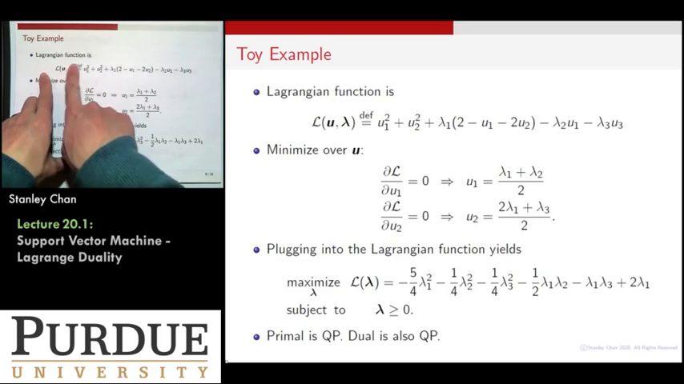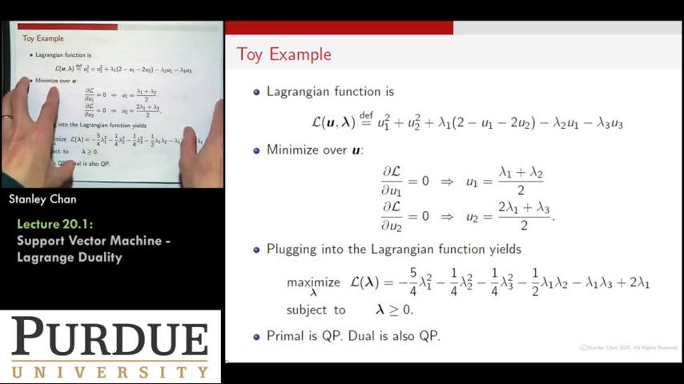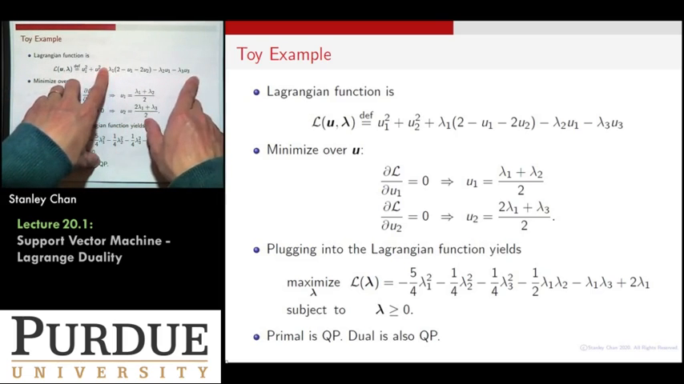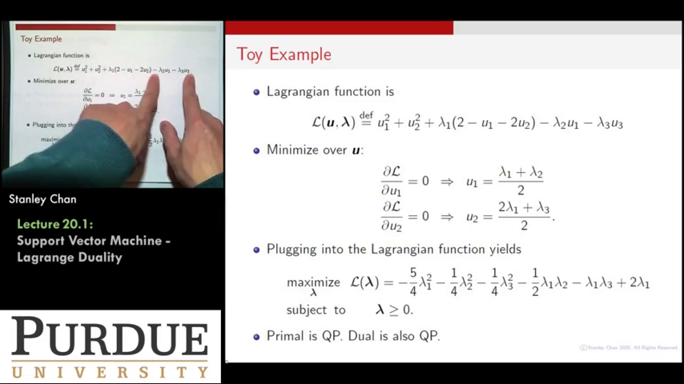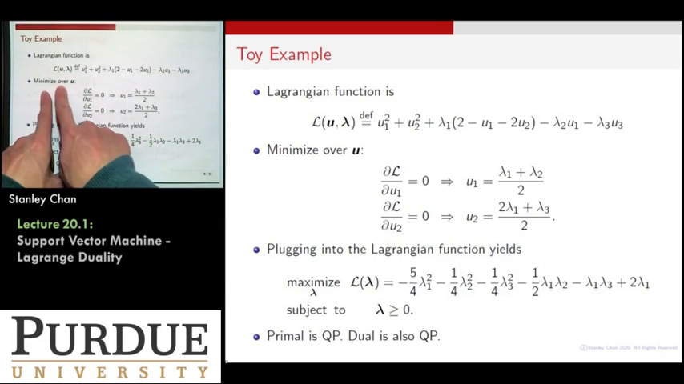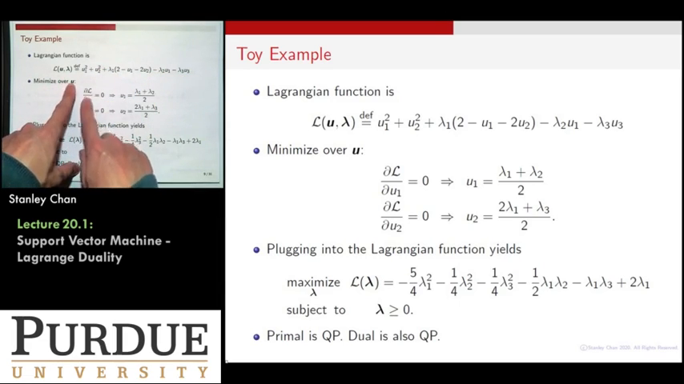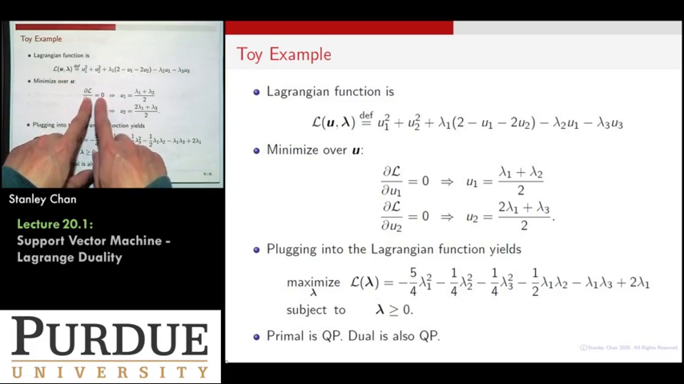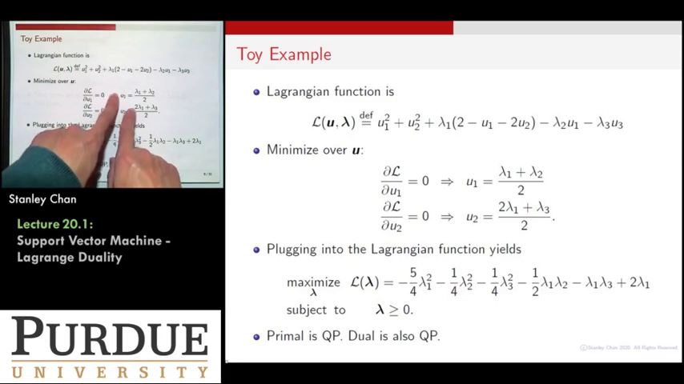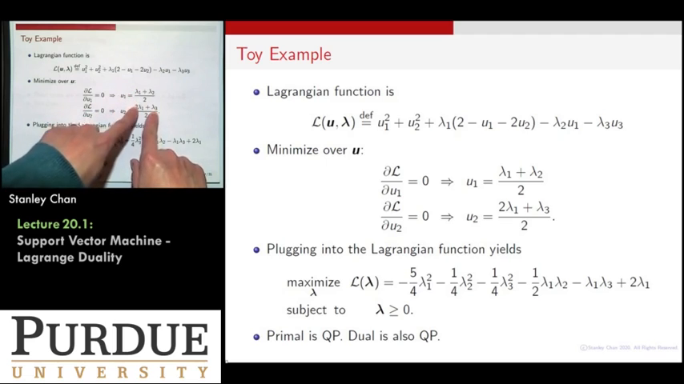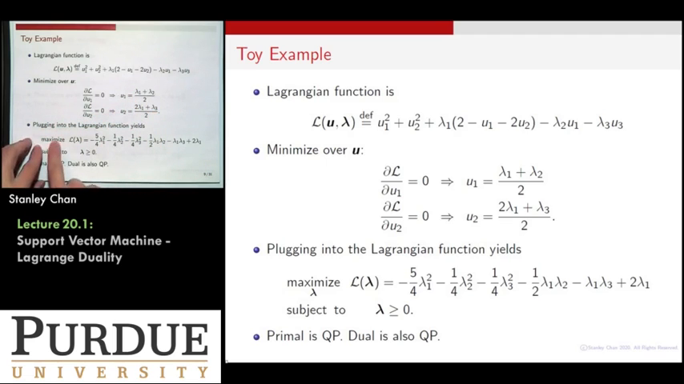So you can write down the Lagrangian function of that problem, and you have the first constraint and the second constraint. Then you take the minimization over u, so you take the gradient with respect to u and set it to 0. Then you can get u in terms of lambda 1, lambda 2 and lambda 3, and you plug that into this Lagrangian function, and then you get everything in terms of the lambdas.